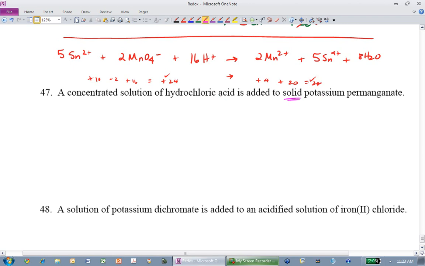So when you see the concentrated solution of hydrochloric acid, you should be thinking H+ and Cl-. And when you see the potassium, you know we're going to make potassium chloride, which is not going to be any fun, but we're also going to make chlorine gas. So the potassium still drops out of this.